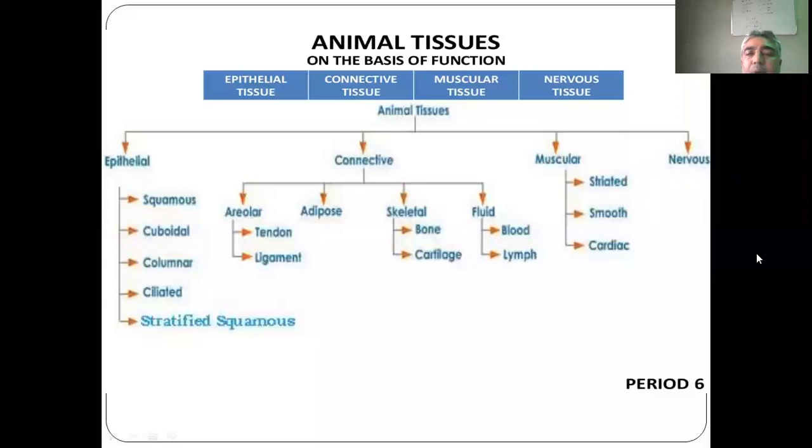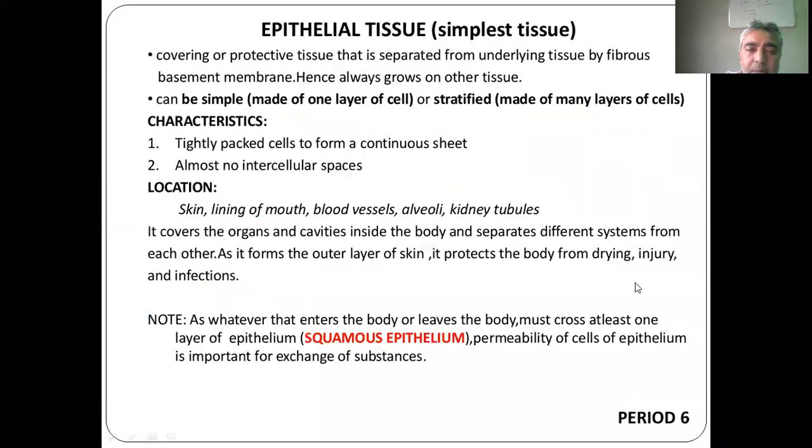So today we start with animal tissue. Animal tissues are of four types: epithelial tissue, connective tissue, muscular tissue, and nervous tissue. Now we discuss them one by one.